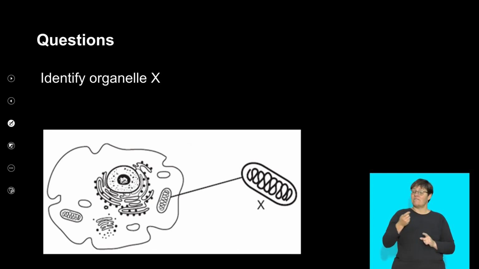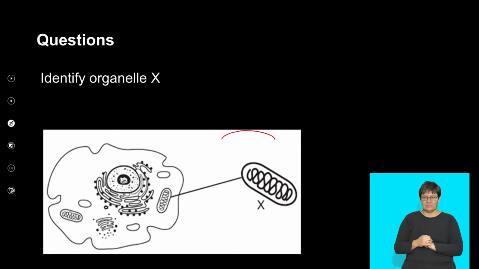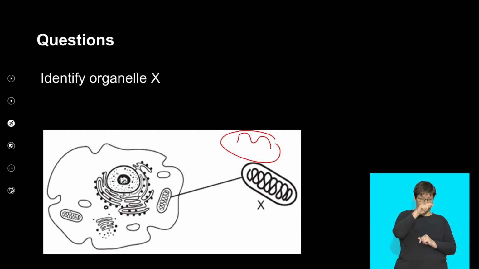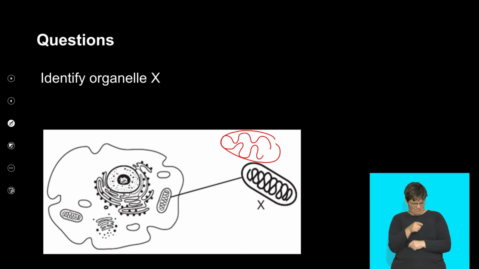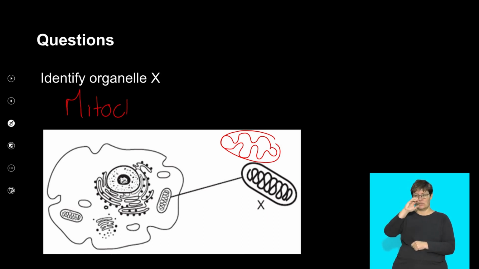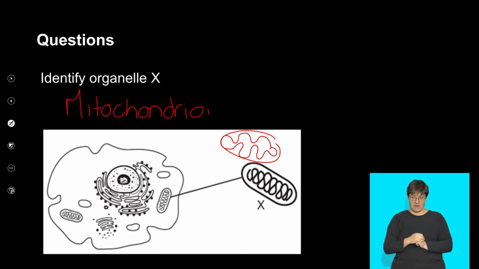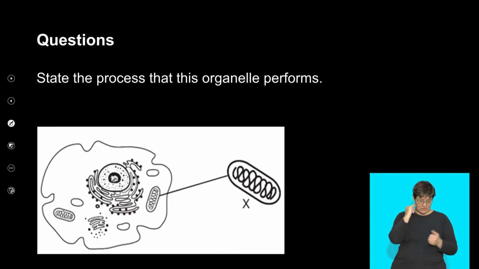The first question is, identify it. And as I said to you, very often if it looks like a worm-like structure, it is going to be the mitochondrion. Now, guys, what is the difference between mitochondrion and mitochondria? It's singular and plural. You can write either. It is not a problem at all.